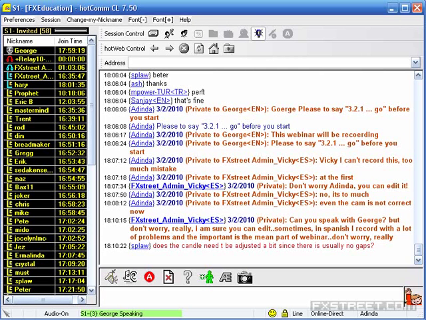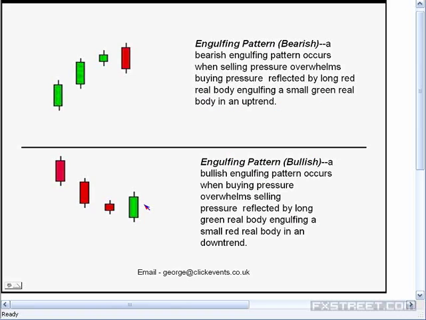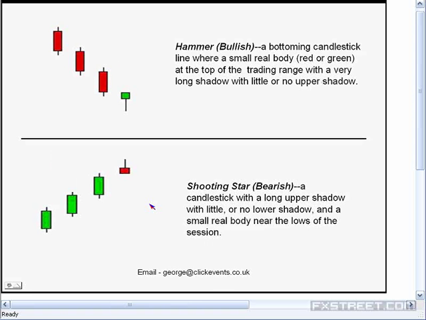Now, this frequently will result in an up move. But again, with an engulfing pattern and a shooting star, it needs to be seen in the right place. And the right place is after a multi-bar or multi-candle move. Right, let's look at one or two others. Now, the opposite of the shooting star is a hammer.